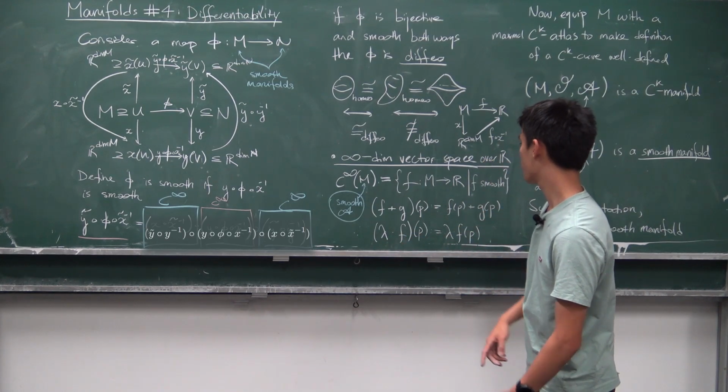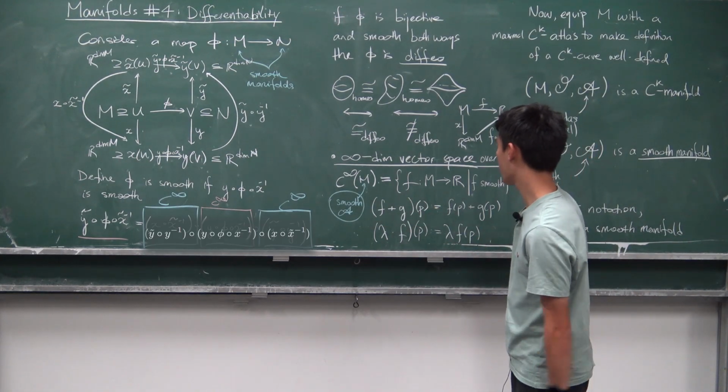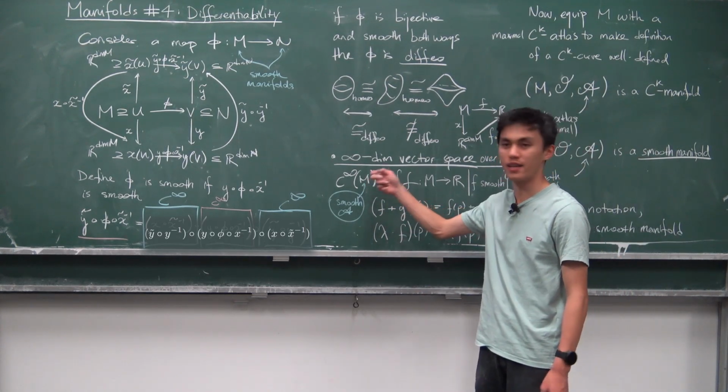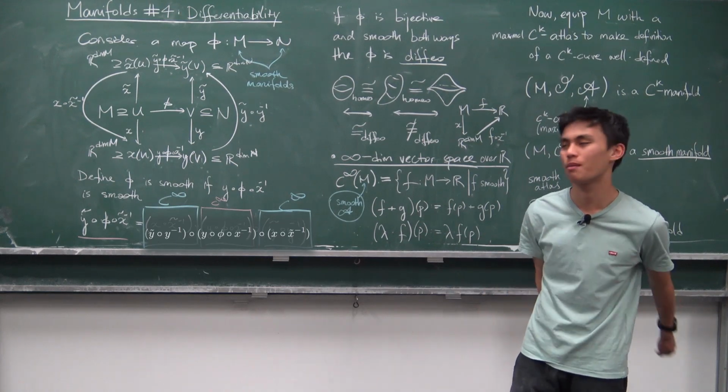It's an infinite dimensional vector space over R, so you can add functions together and you can scalar multiply functions. These functions are smooth, and we know exactly what smooth means because we have a smooth manifold, which means it comes with a smooth atlas and all the chart transition maps are smooth.